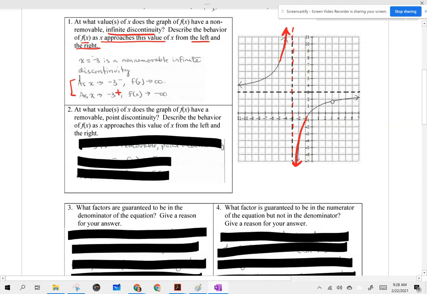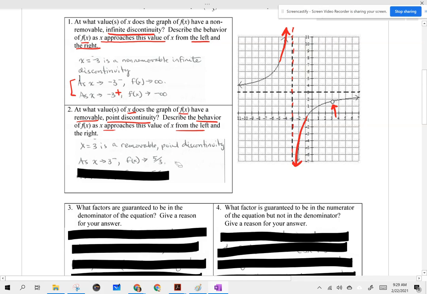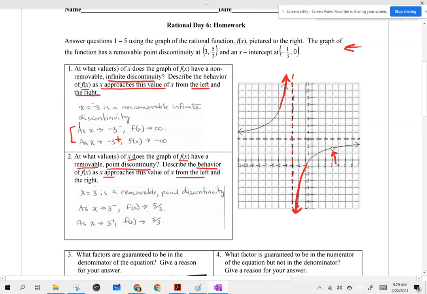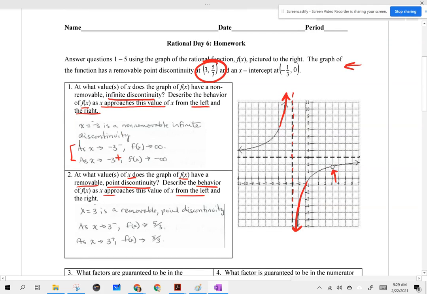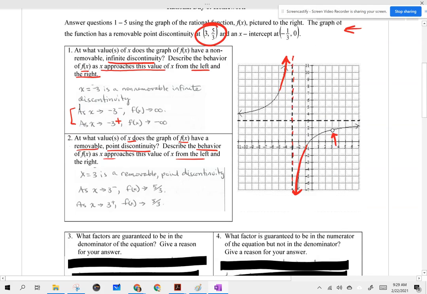All right, number 2. At what values of x does the graph of f of x have a removable point discontinuity, and describe the behavior of the function as x approaches this value from the left and the right. All right, so we are going to be focusing on that hole. So x equals 3 is a removable point discontinuity. As x approaches 3 from the left, f of x is equal to 5/3. Okay, well, how did I know that that was 5/3? Because the point was given in the directions.